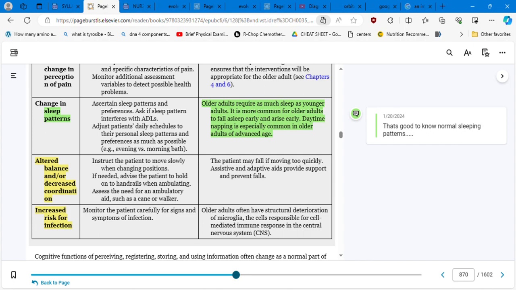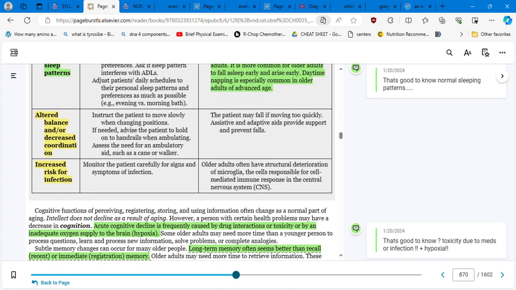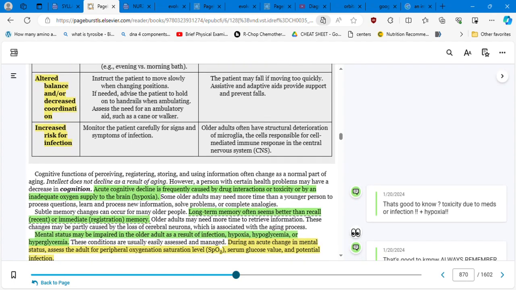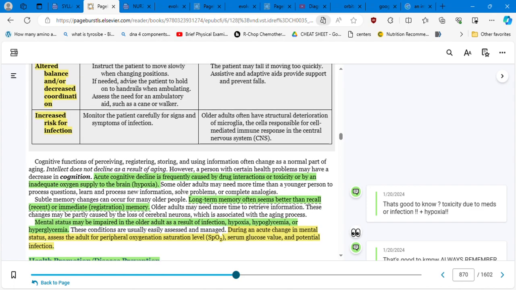Altered balance and or decreased coordination and increased risk for infection. Please monitor the patient carefully for signs and symptoms of infection, especially when they have altered mental status. Sometimes they don't understand why, or they are not able to identify the infection, especially urinary tract infection, and they start changing their mental status. So that's something to monitor.